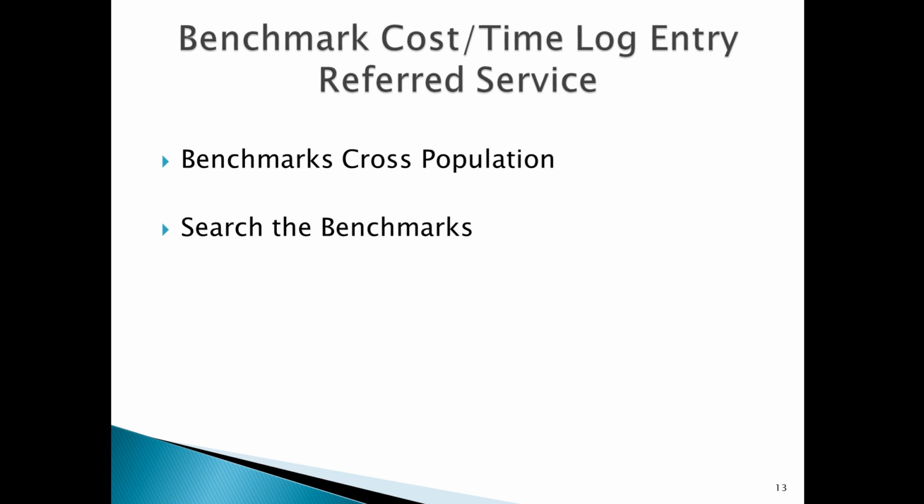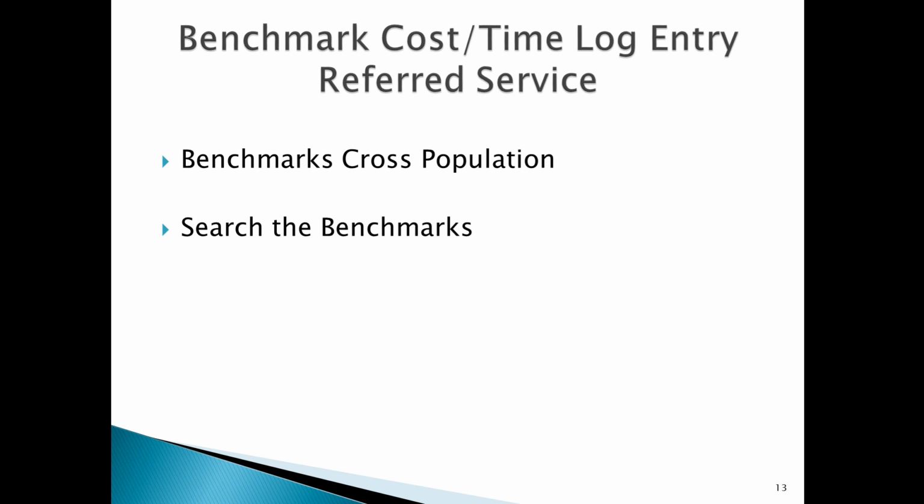For referred service entries, the SWAN portal is designed to report cost and time data from the benchmarks. Therefore, to ensure that all cost and time data is accurately reported, all information entered via the benchmark cost time log is reproduced in the benchmarks of the child or family for whom services are completed. Likewise, all cost and time data entered into the benchmarks by a supervisor only is reproduced by the system in the benchmark cost time log. This ensures that cost and time data is consistent within both utilities and eliminates the need for duplicative entry.